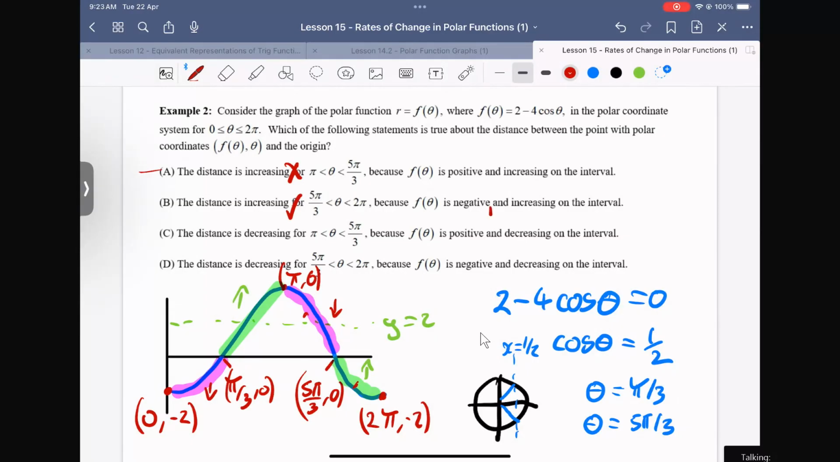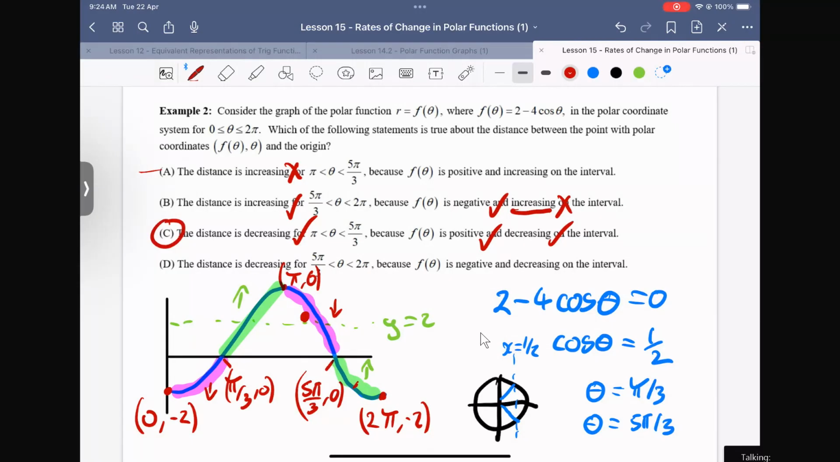and it is negative, but this distance is not increasing on the interval. The Cartesian graph here is decreasing. Although the values are getting bigger, they're getting bigger in a negative direction, which we consider to be decreasing. So it's this word here that's not correct. So in C, we're looking at this one again here, from pi to 5 pi/3, and the distance is decreasing. Yes, that's correct. It is positive. It is decreasing. So C is the correct answer.